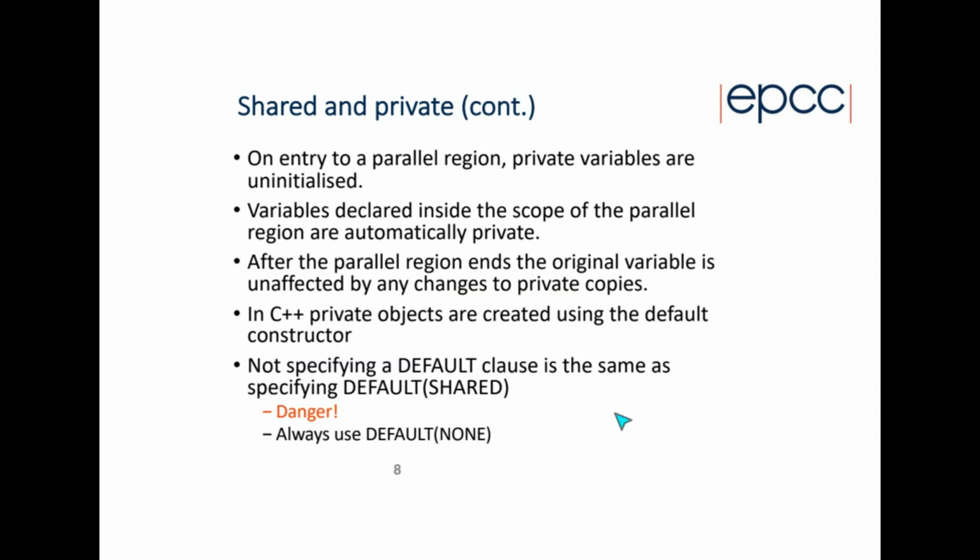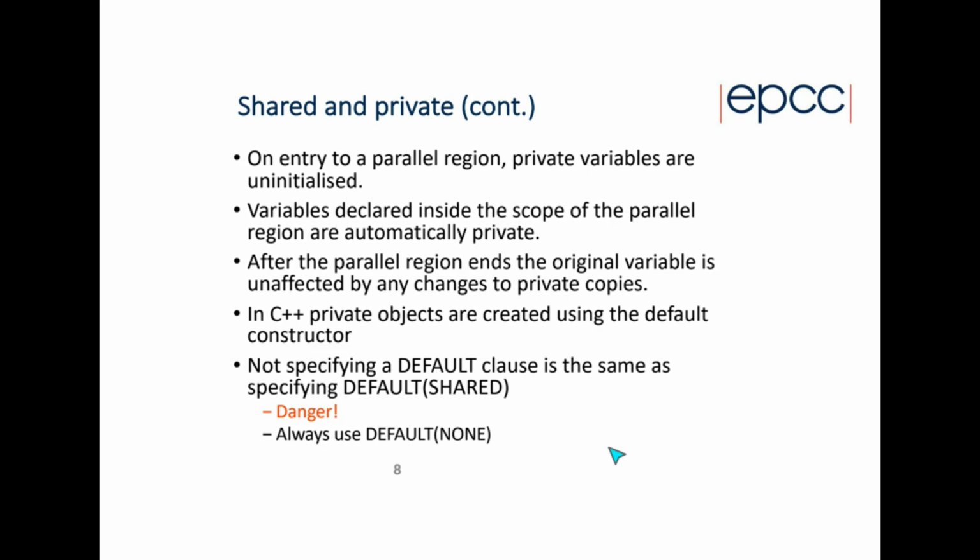Let me make some comments about this, things to realize. On entry to the parallel region, private variables are uninitialized. So for things that you put in a private clause, every thread gets a new copy of that storage, and that storage has uninitialized values. Something you need to be careful of. It's an easy source of bugs.